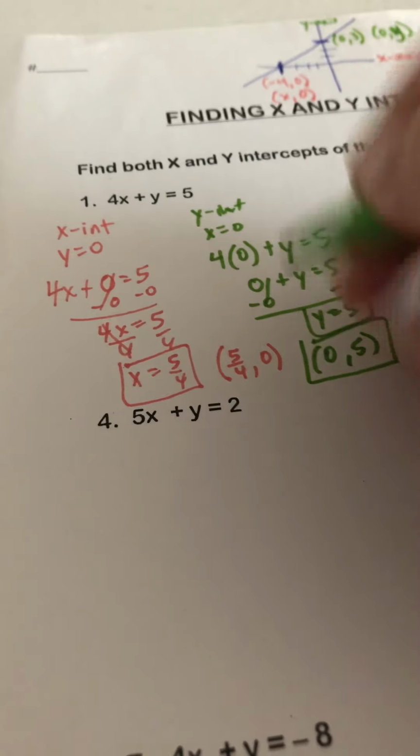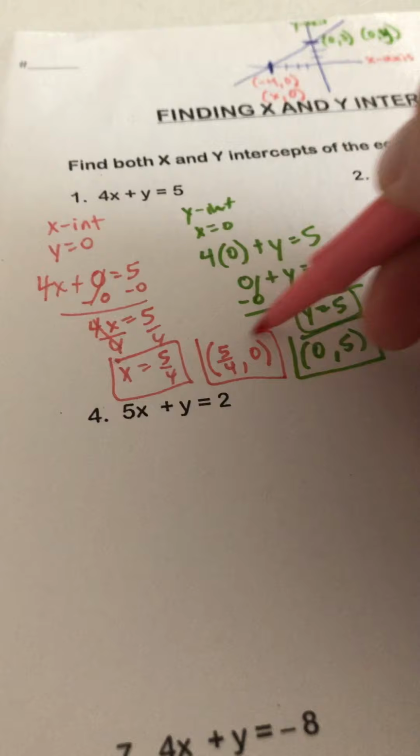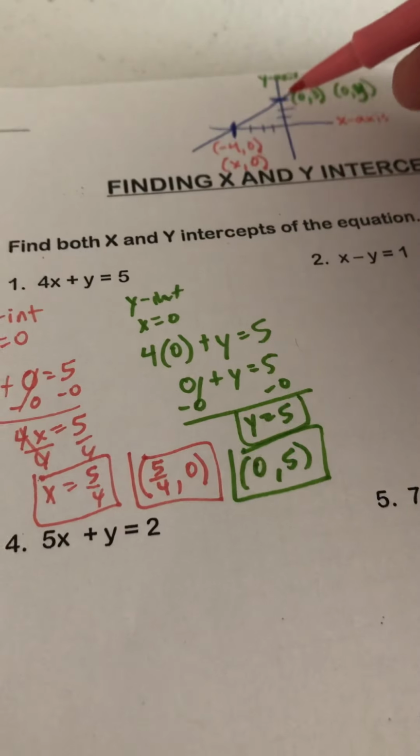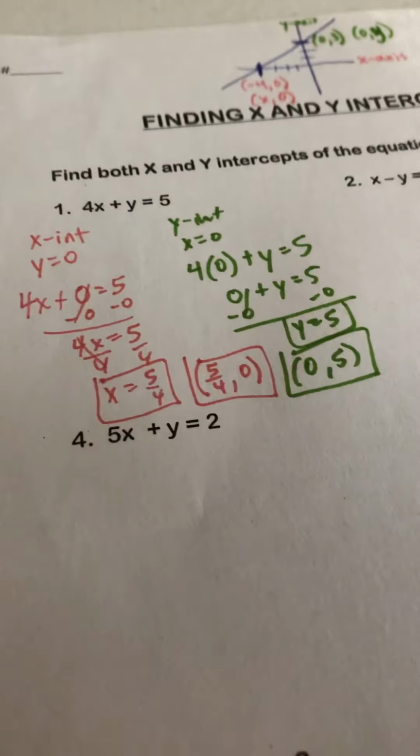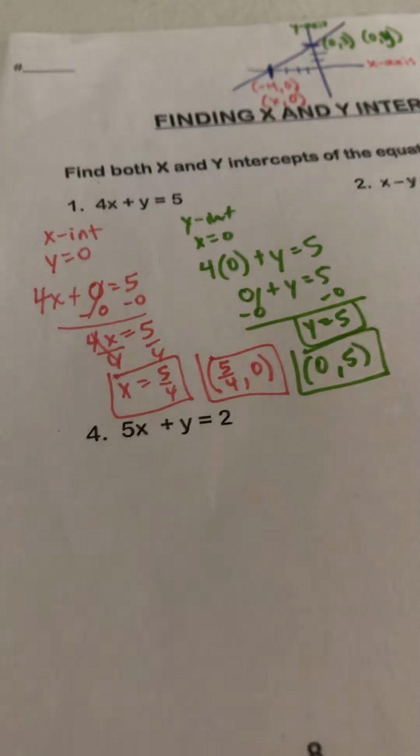We can't put these together. These are separate points on the graph, just like right here, right? So one's on the X-axis, one's on the Y-axis. We cannot put them together. Let's go ahead and do another one right here.